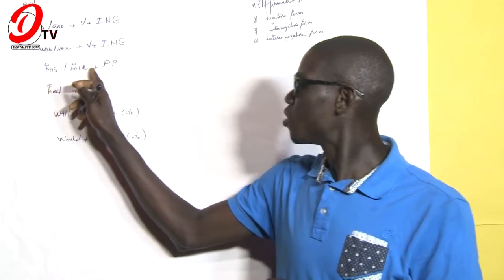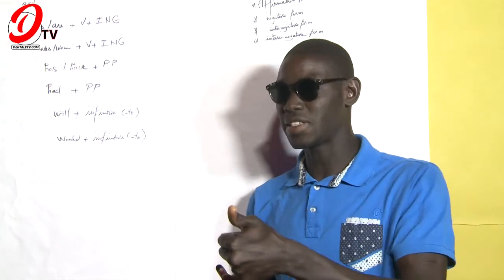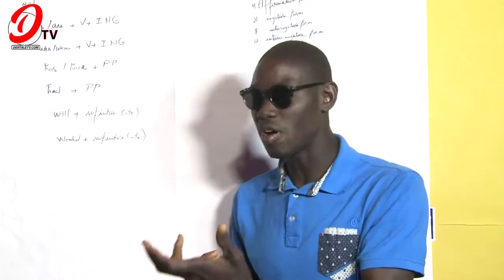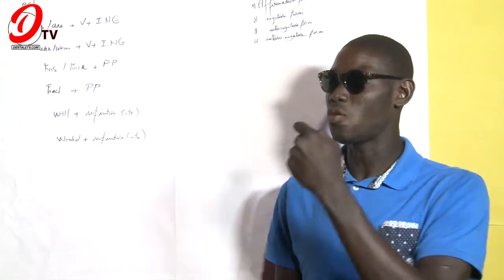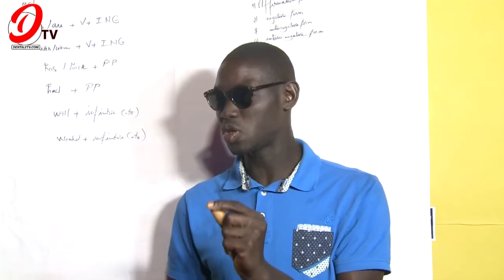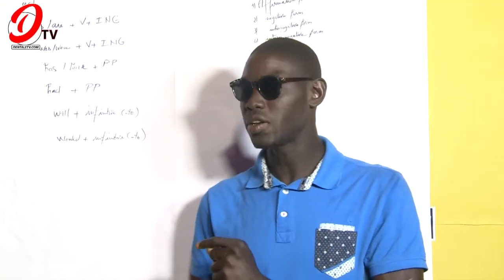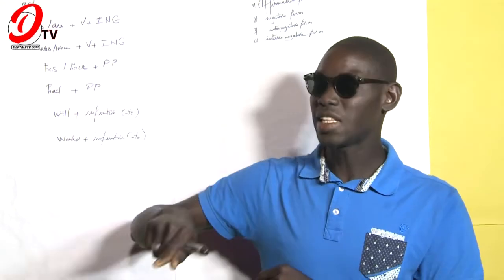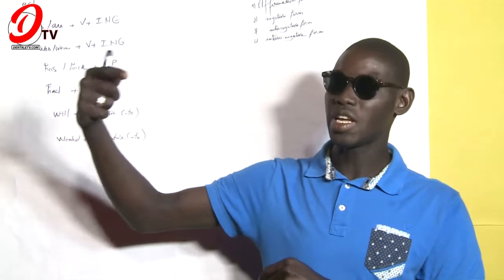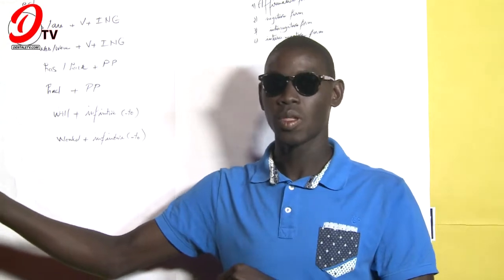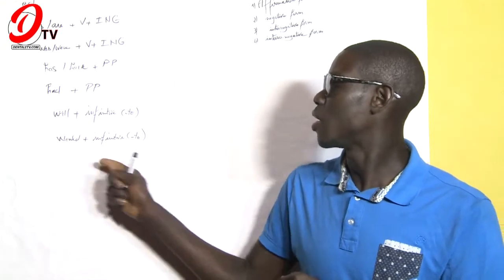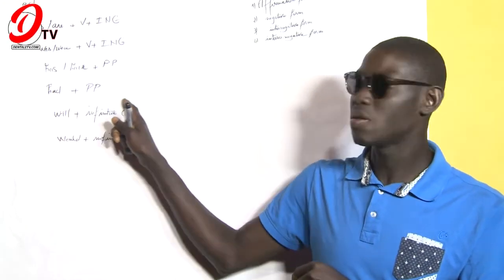For time indicators, you have just, already. Sometimes you have before, sometimes yet, sometimes once. But it is necessary to bear in mind the position of some indicators in the present perfect. Yet is most often at the end of the sentence. Already and just are between has or have and pp. Past perfect is had plus pp.